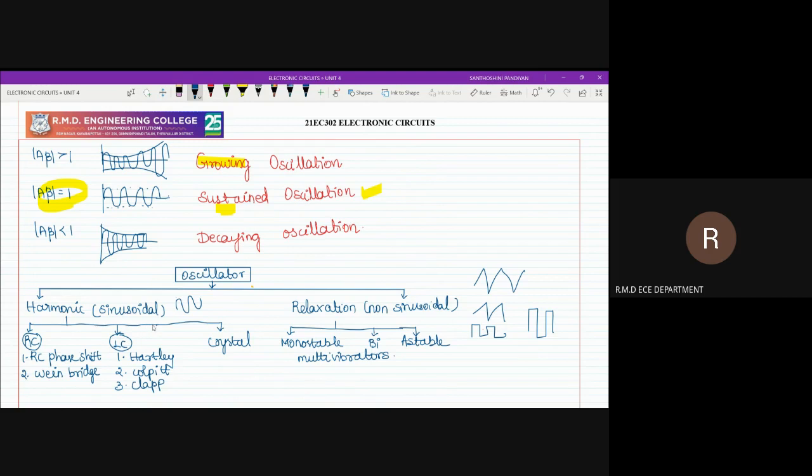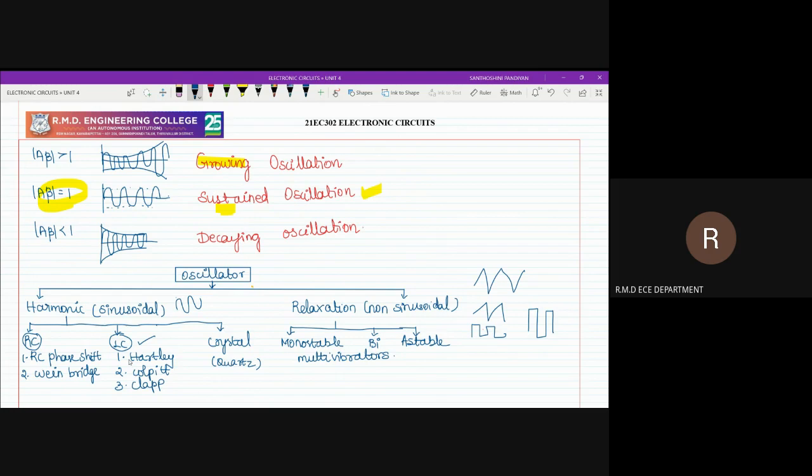And in the harmonic oscillator, we have these concepts: RC oscillators, LC oscillators, and crystal oscillators. The crystal oscillator is made up of quartz material for high frequency of oscillations. RC oscillators consist of resistor and capacitor in the tank circuit, and are of two types: RC phase shift and Wien bridge. An LC oscillator consists of an inductor and a capacitor. Three types come under this category: Hartley, Colpitts, and Clapp oscillator.